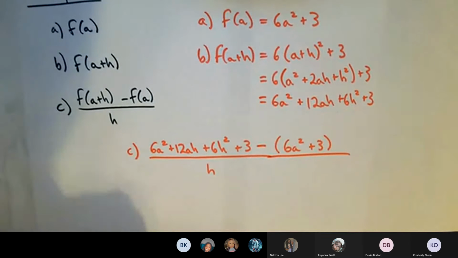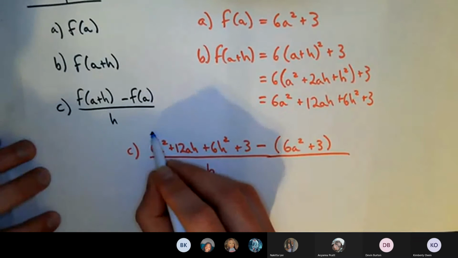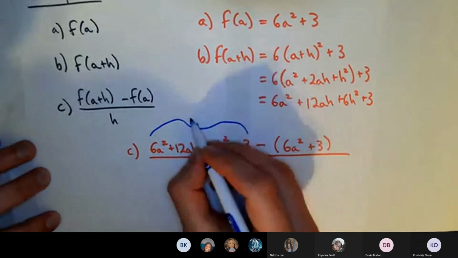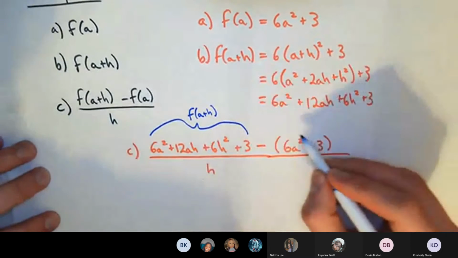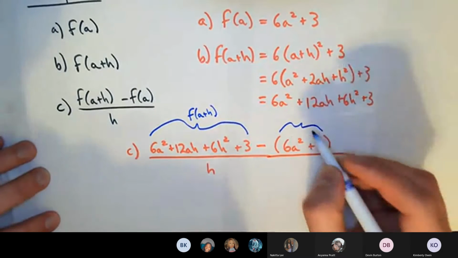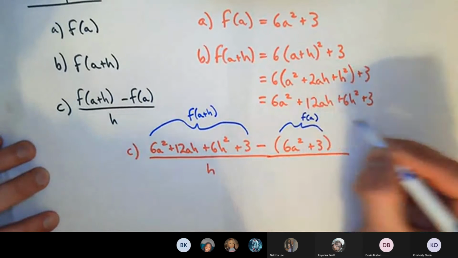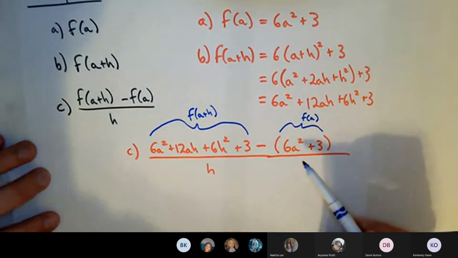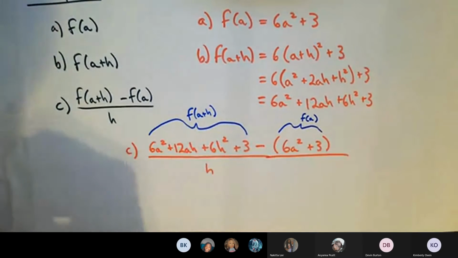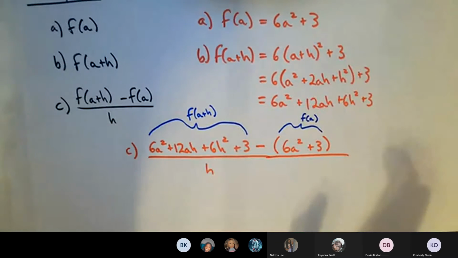So just to reiterate here, this is f of a plus h from right there. And this is f of a from up here. And it's wrapped in parentheses so that I remember to subtract both of the numbers. The entire f of a is getting subtracted.